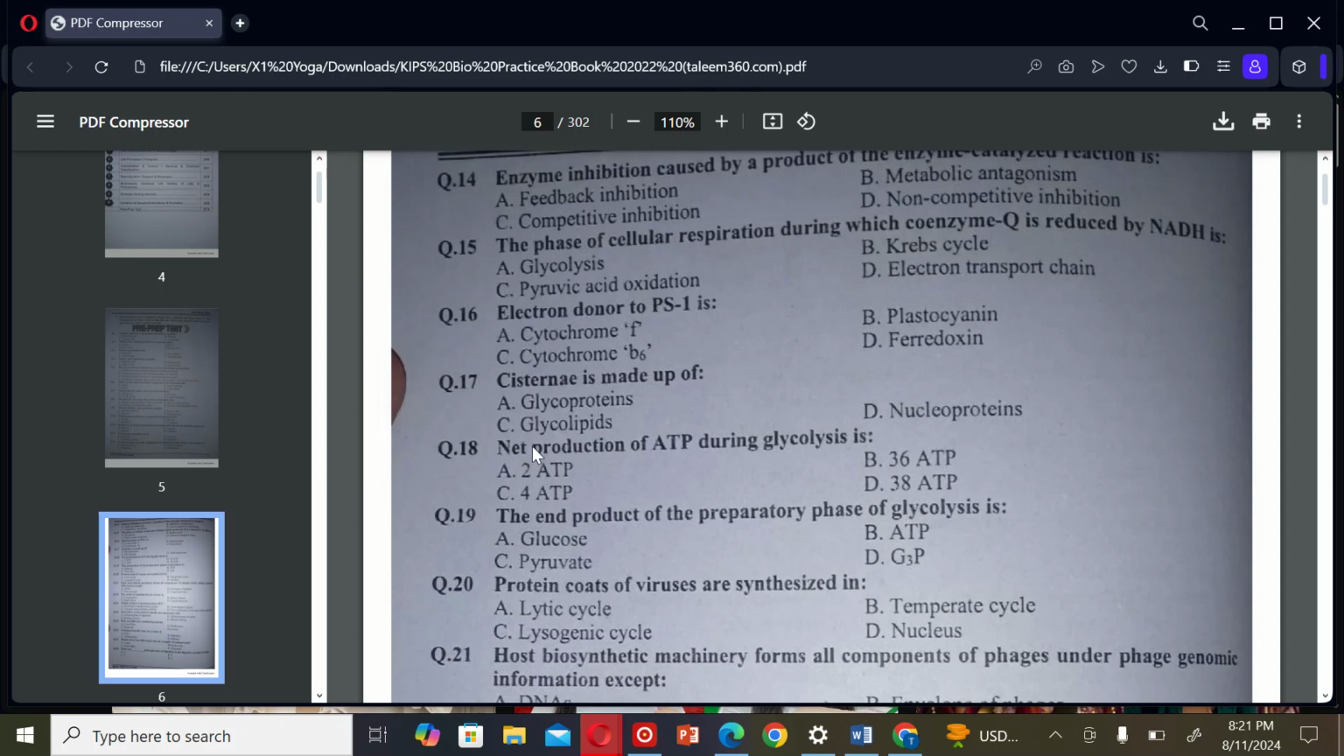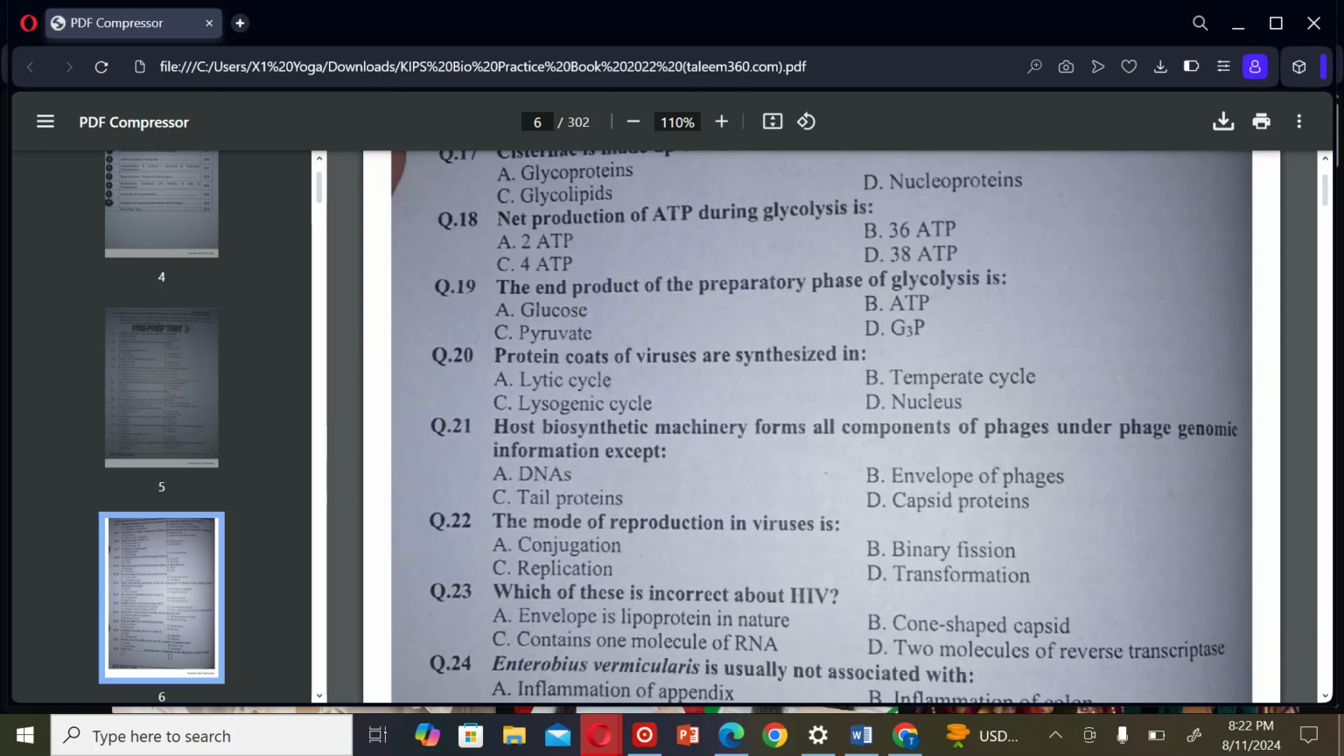The next MCQ is: net production of ATP during glycolysis is A. 2 ATP, B. 36 ATP, C. 4 ATP, and D. 38 ATP. The correct option is A. 2 ATP. The next MCQ is: the end product of the preparatory phase of glycolysis is A. Glucose, B. ATP, C. Pyruvate, and D. G3P. The correct option is D.